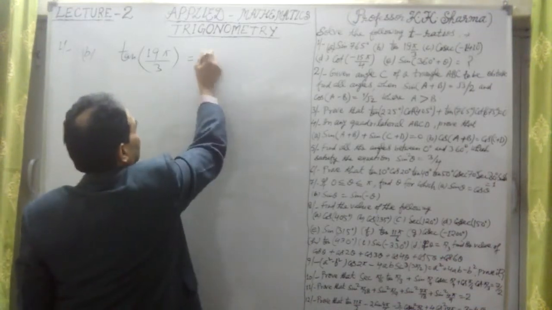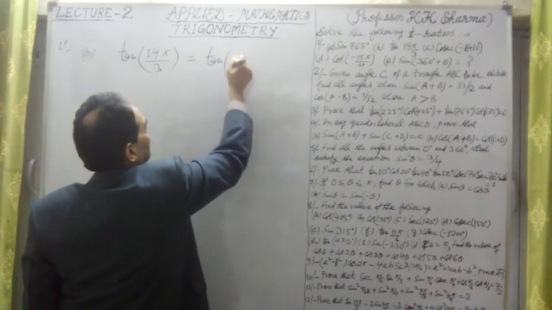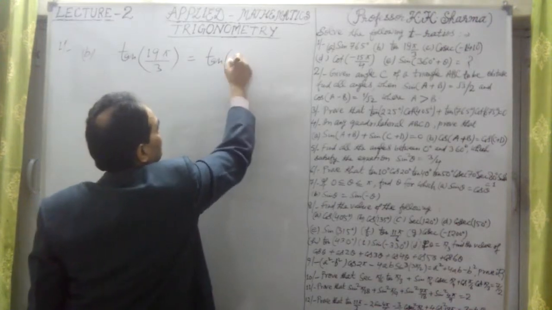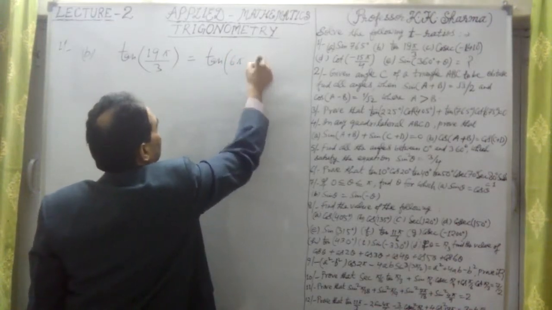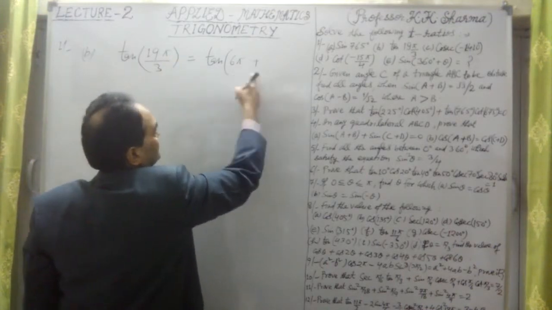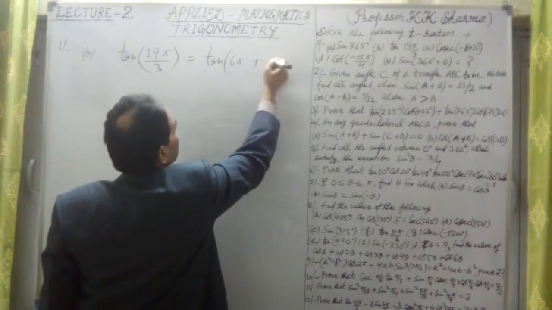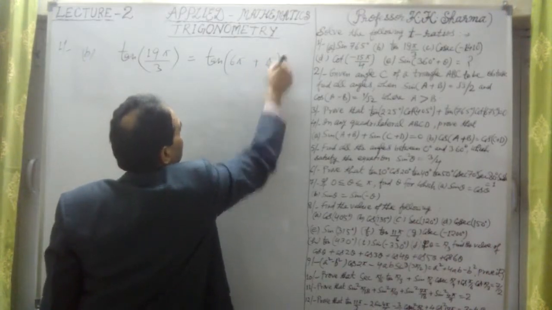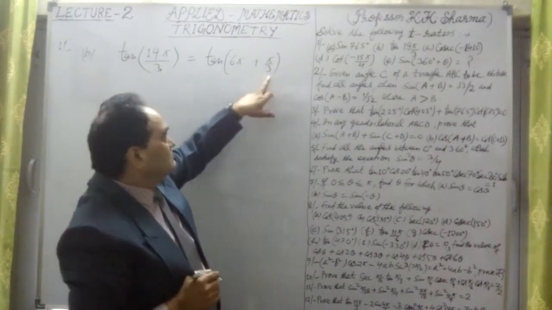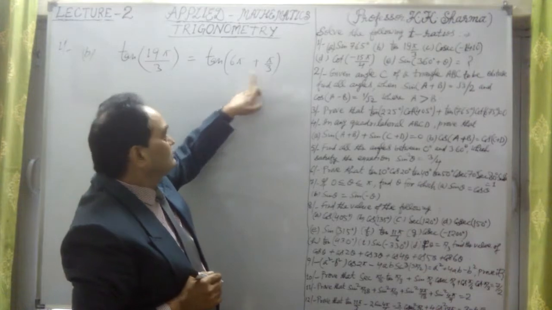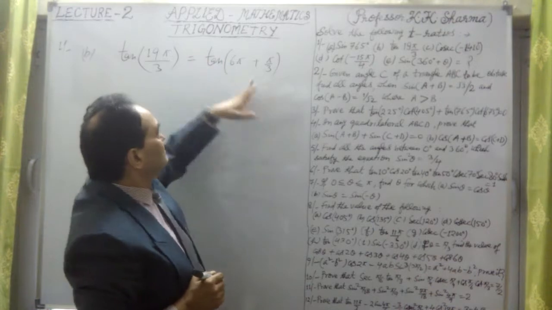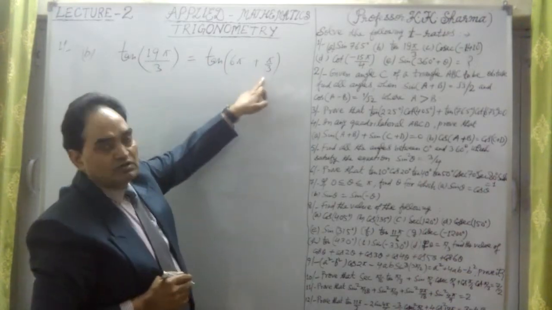So if I write it as tangent of 6 pi plus pi by 3, because 6 times 3 is 18, plus pi, so this is 6 pi plus pi by 3. That means, if I take LCM 3, this is 6 pi by 1, 6 times 3 is 18 pi, plus pi means 19 pi upon 3. This can be written down like this.